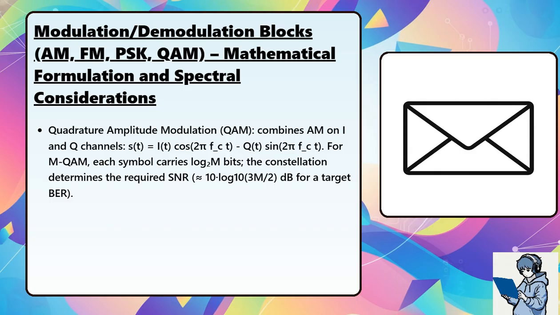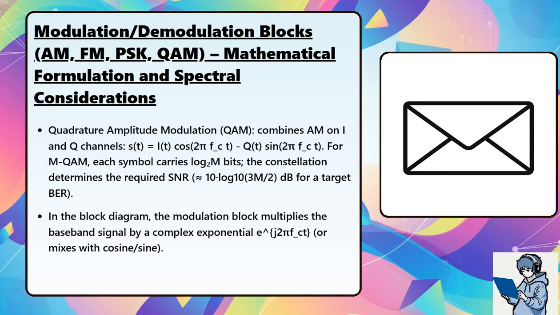Quadrature amplitude modulation, QAM, combines AM on I and Q channels. s(t) equals I(t) times cosine 2 pi f_c t minus Q(t) times sine 2 pi f_c t. For M-QAM, each symbol carries log base 2 of M bits. The constellation determines the required signal-to-noise ratio, approximately 10 log 10 of 3M over 2 decibels, for a target bit error rate. In the block diagram, the modulation block multiplies the baseband signal by a complex exponential e to the j 2 pi f_c t, or mixes with cosine or sine.